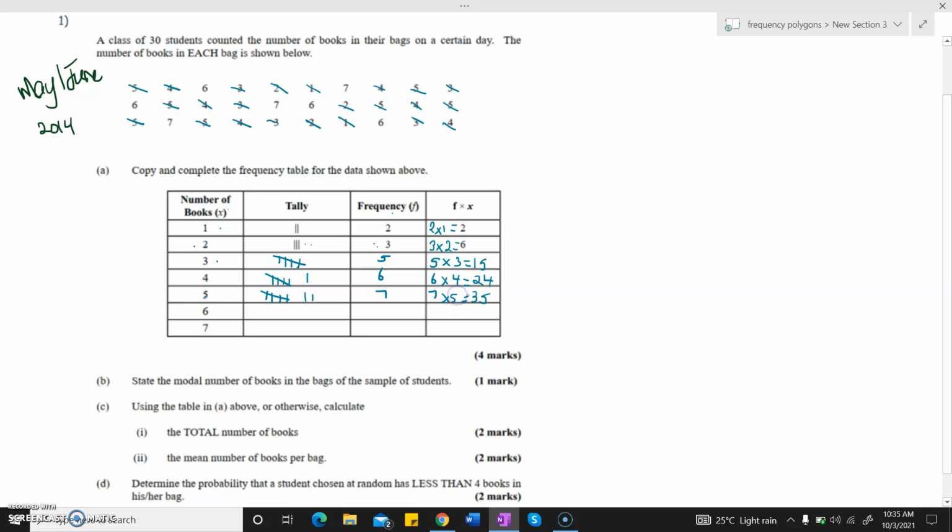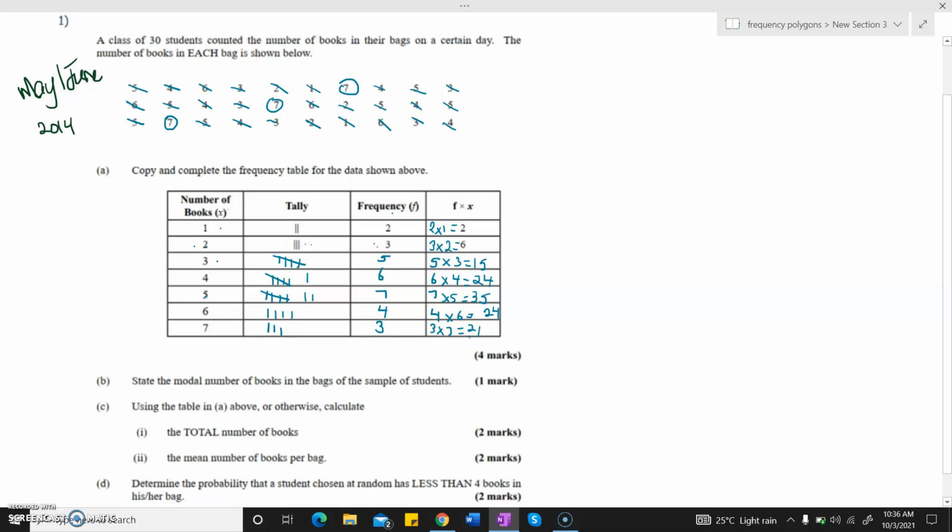Now let's look at how many students had 6 books. So 1, 2, 3, 4 students had 6 books. Put your tally. The f times x, so that'll be 4 times 6, which is 24. And last one for 7. How many students have 7 books? I'll do this one, you'll see it. 1, 2, 3, right? And then tally. So then 3 times 7, which is 21.